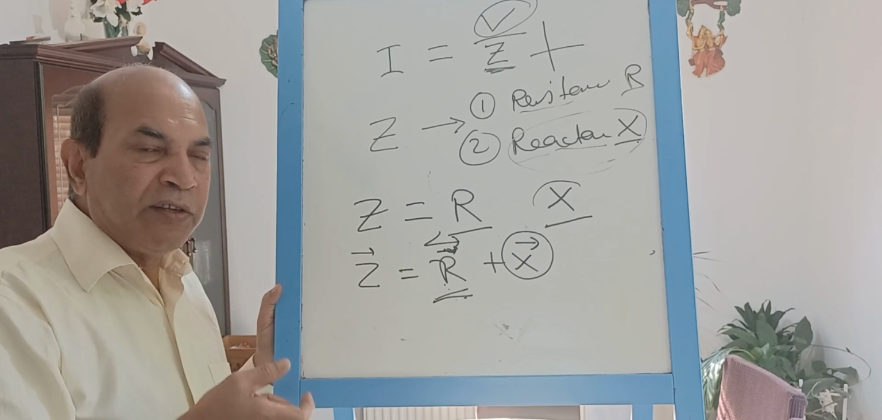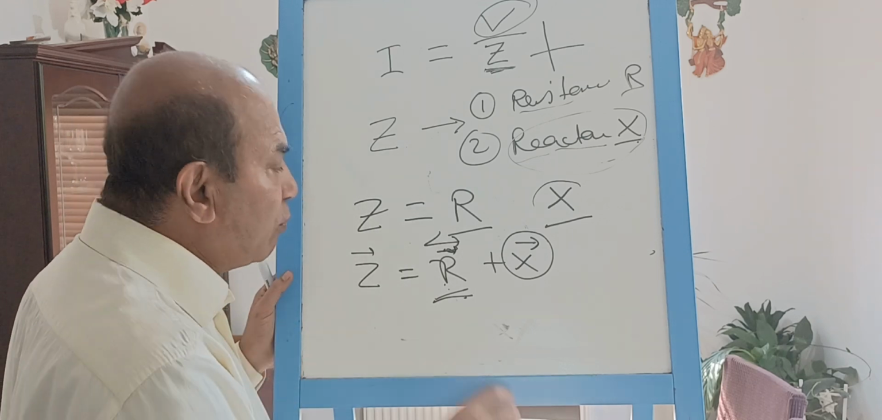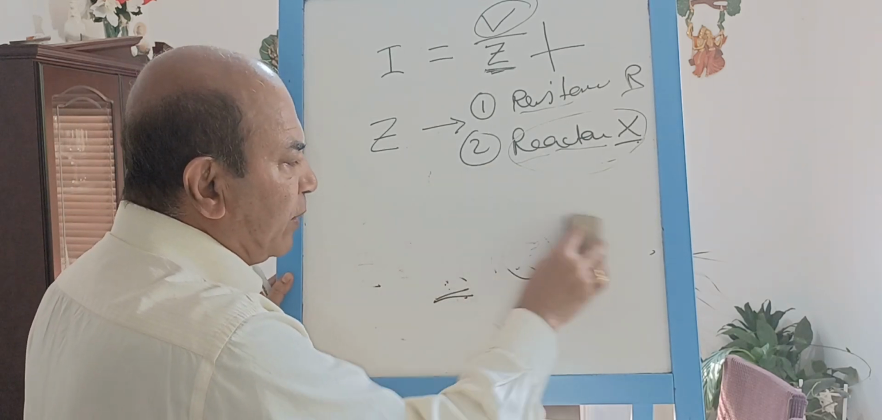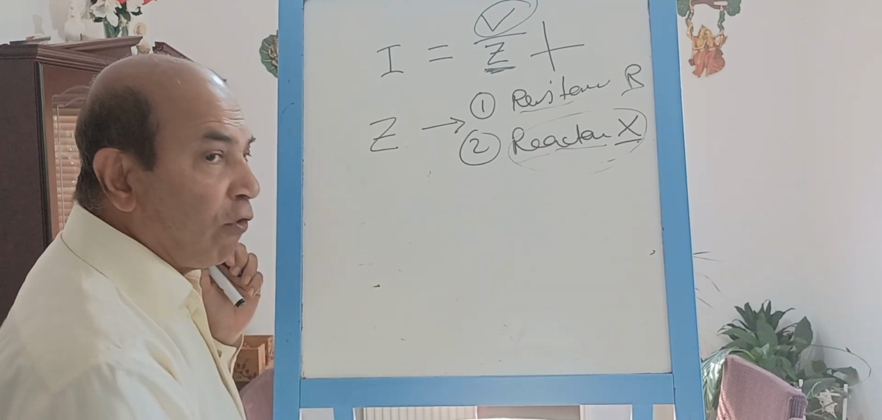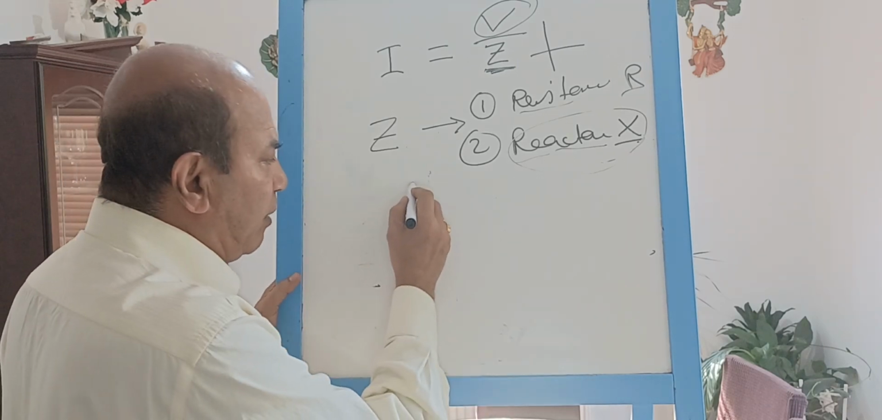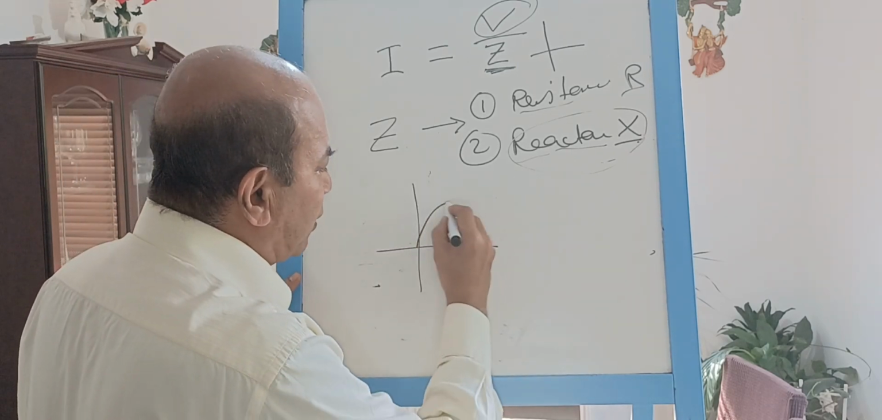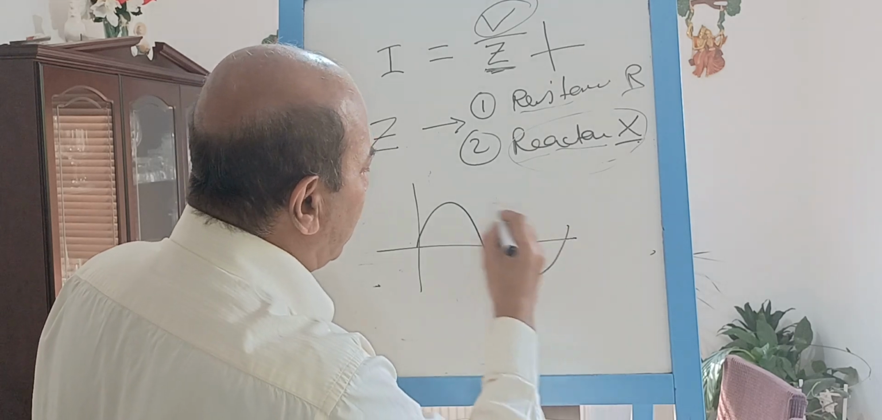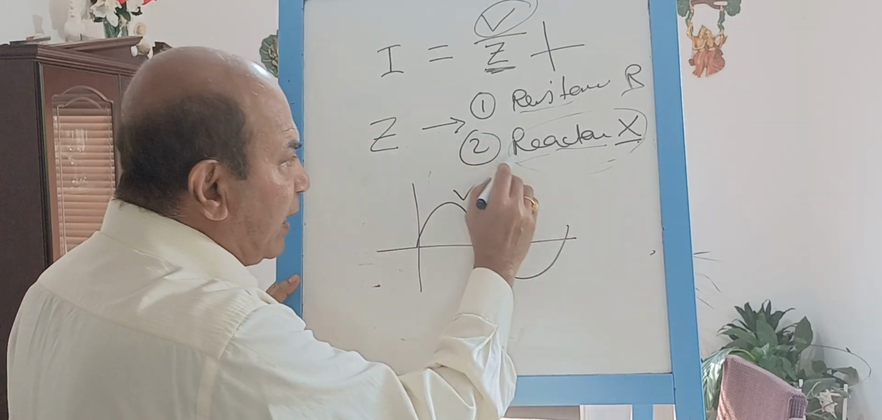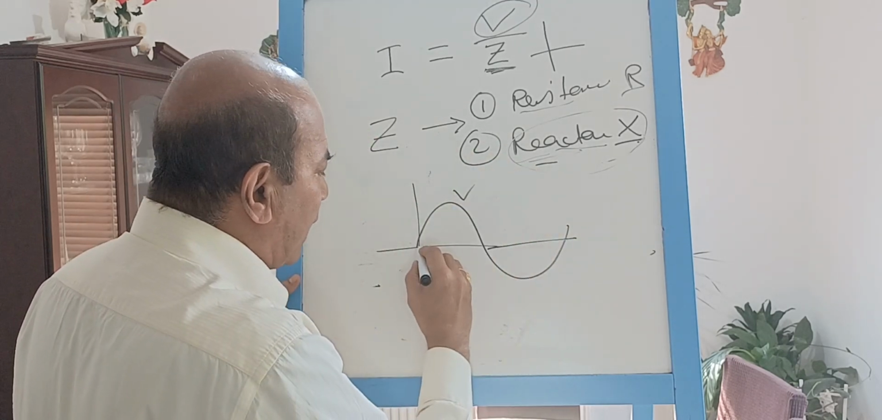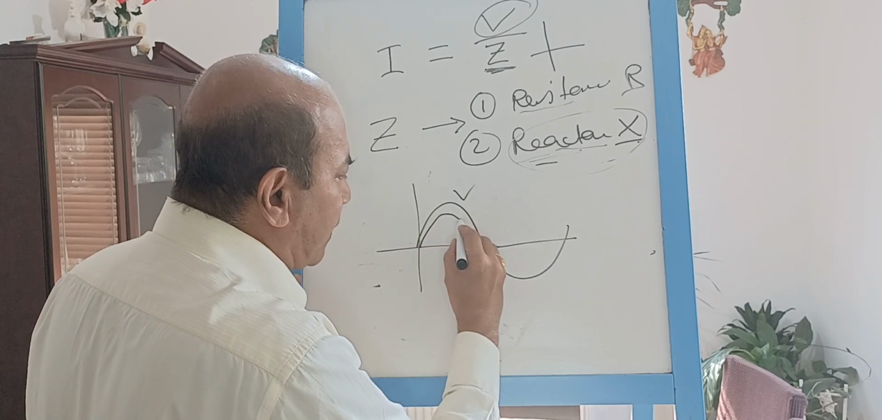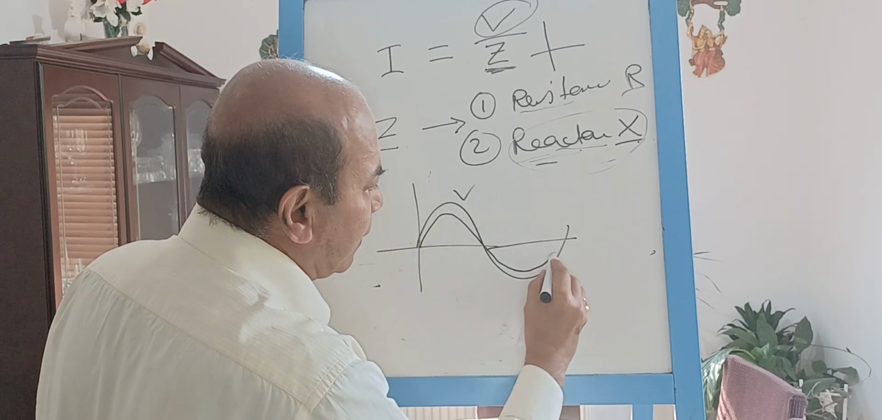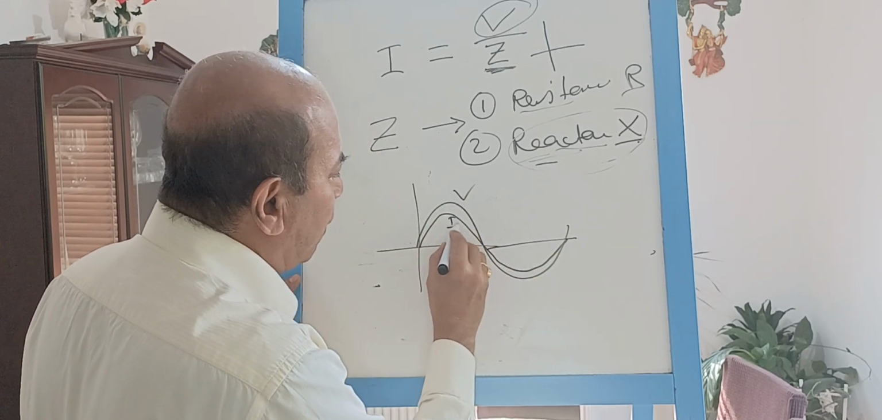That is one part. Second part, due to the reactance of the circuit, the current cannot flow in phase with the voltage. What does it mean? Suppose this is the voltage of the circuit. Now, if the reactance is not there, the current in the circuit will follow the same pattern. The way the voltage is flowing, the current will be following the same pattern.